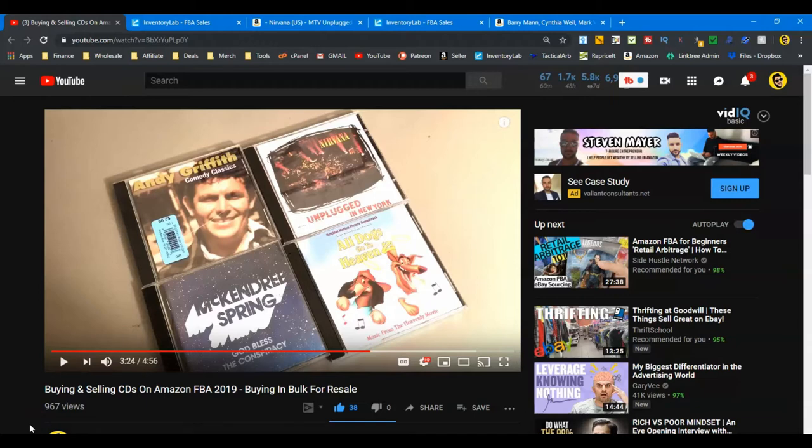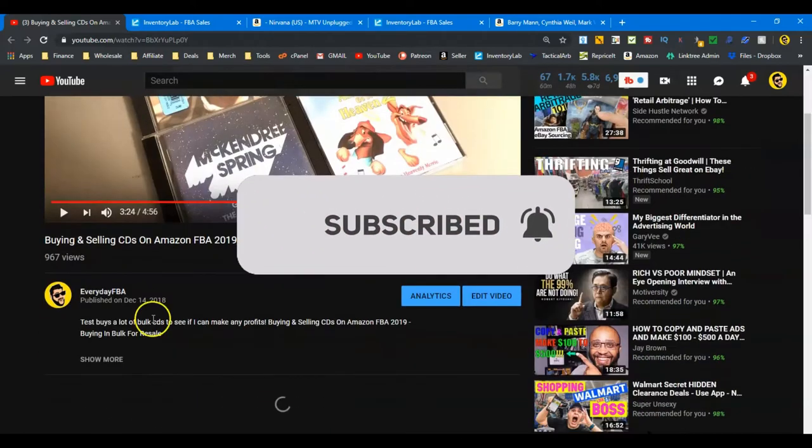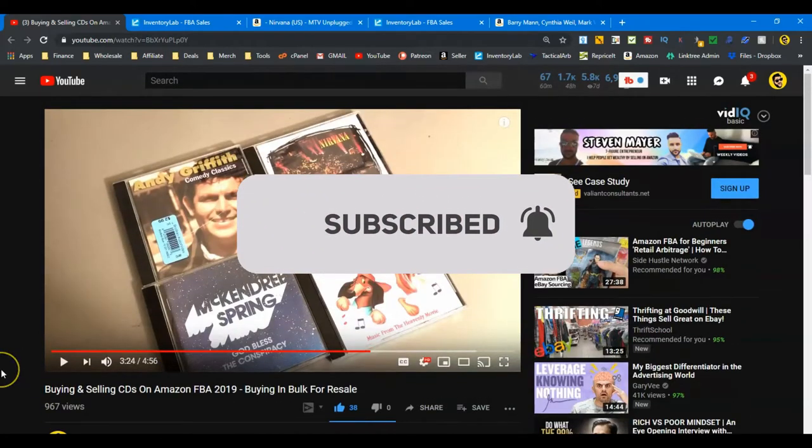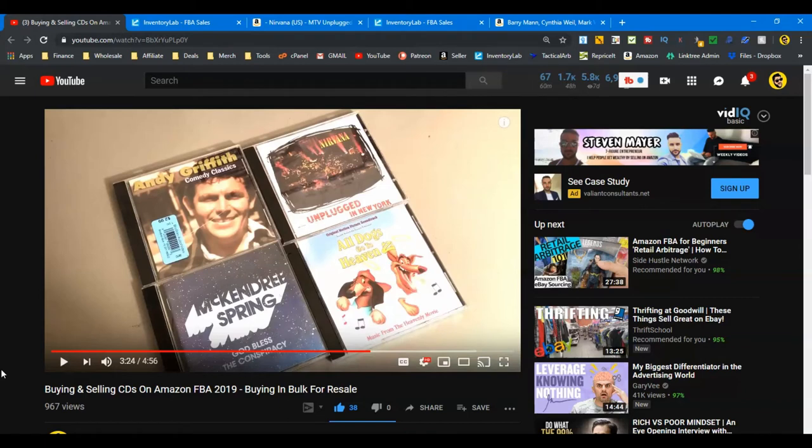I completely forgot about doing a follow-up video for this until one of these things sold just the other day. So I did this video December 14th. I bought a test bulk buy, a big box of CDs to sell on Amazon to see if I could resell them on Amazon. And these four CDs right here that you see in front of you were the best of the bunch, the ones that had the most profit. So I definitely wanted to follow up on this.